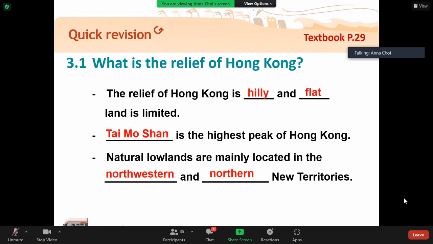Basically, for these 2 pages of information, if I ask you during the test or exam, it will just be multiple choice or maybe fill in the blanks. I won't ask you some sort of database questions. So I just give you the general idea. Okay, the more important part for today's lesson is related to some map reading skills concepts.